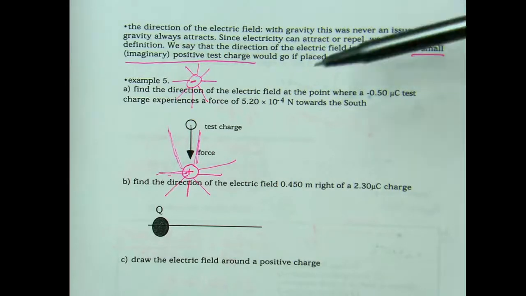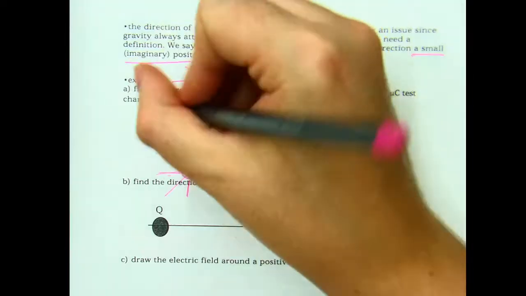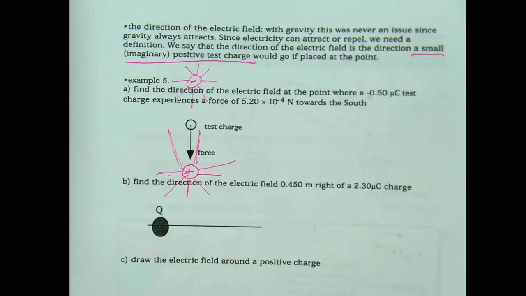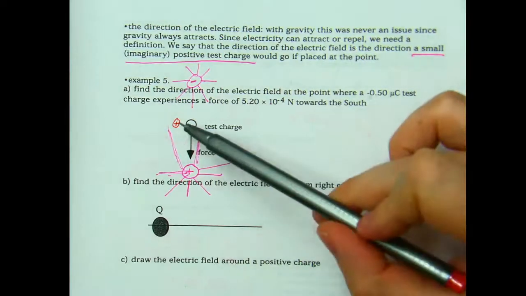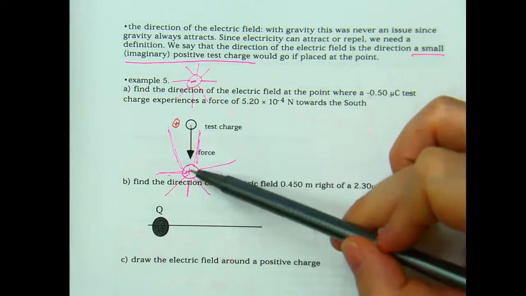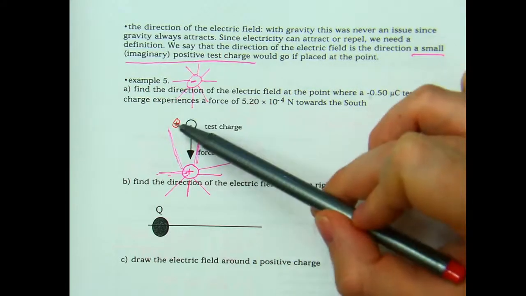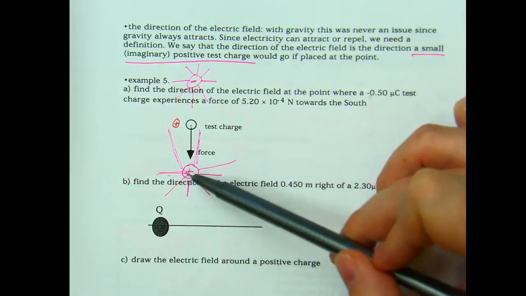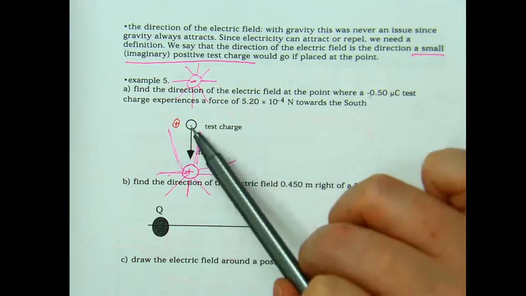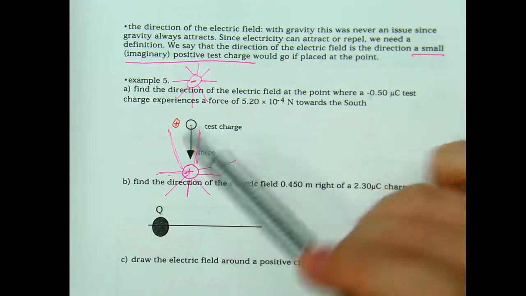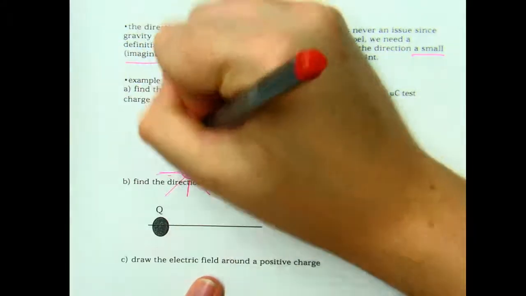So the question is, if this thing is experiencing a force downwards, if we put an imaginary positive test charge here, so let's imagine that we've tossed a positive test charge here, which way would this thing go if it were to experience either one of these things? This thing would go that way. The positive would be attracted to the negative, or it would also be repelled by this positive, so it would be going this way as well. So what that means is, for a negative test charge to be experiencing a force downwards, the electric field in this particular problem has to be going this way.